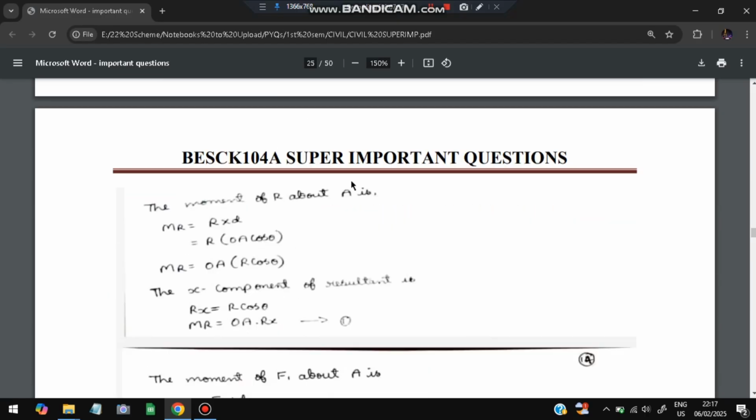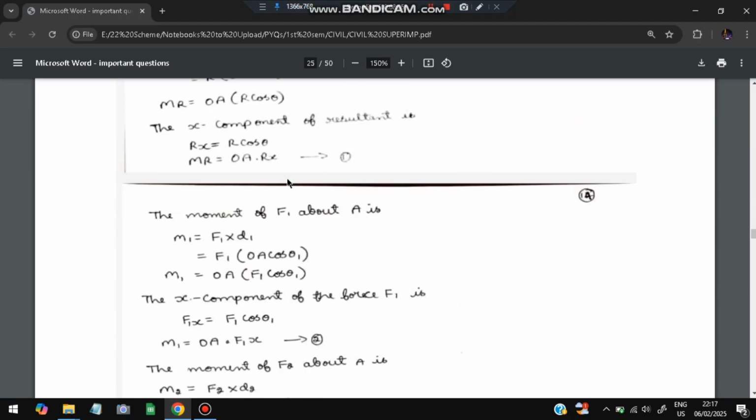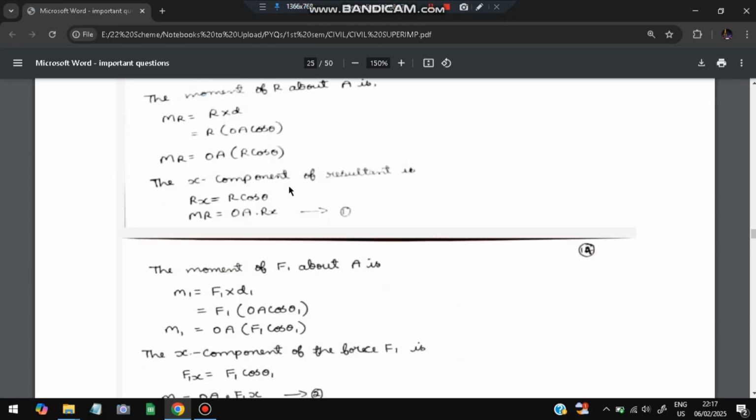Next, the y component will be R sin theta. Okay, this is the x component, and like that we'll calculate the y component also. So the x component for R we have calculated. Next we calculate the x component for F1. The moment of F1 is F1 into D1, F1 into OA cos theta 1, so OA is taken here, and F1 cos theta 1. This is the moment of F1 about A.